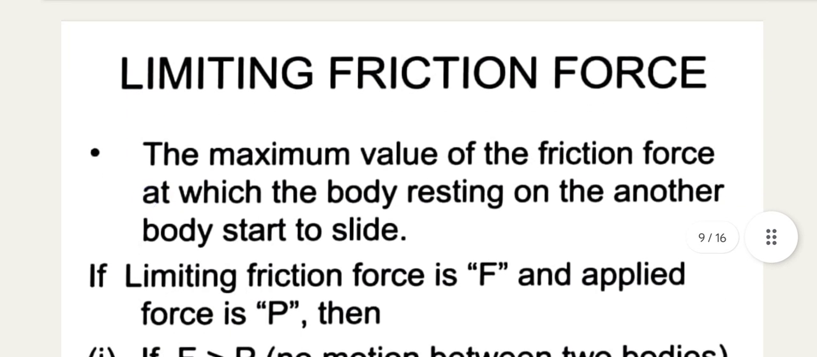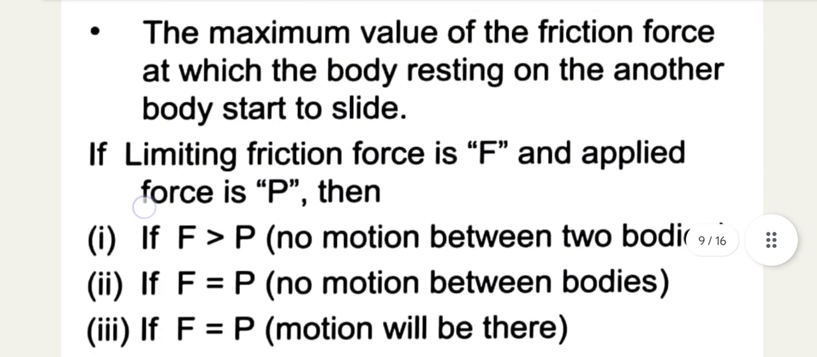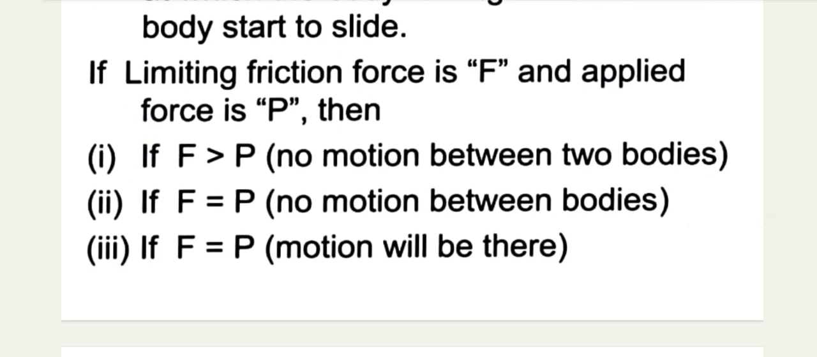Limiting friction force: the maximum value of the friction force at which the body resting on another body starts to slide. If the limiting friction force is F and the applied force is P: if F is greater than P, there is no motion between the two bodies. F is equal to P, no motion between the bodies. If P is greater than F, motion will be there.